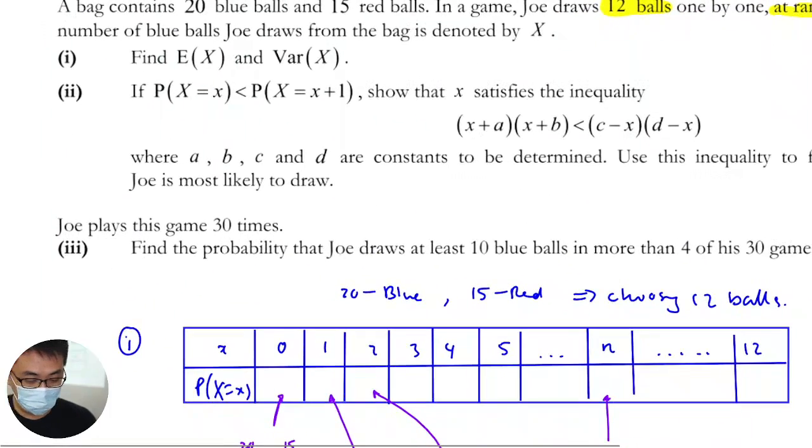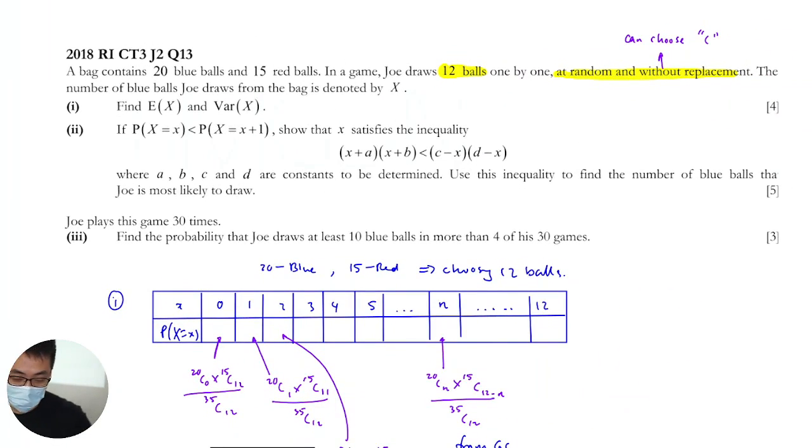that px equals to x, px plus 1, so that it satisfies this equation here. Use this inequality to find the number of blue balls that Joe is most likely to draw.